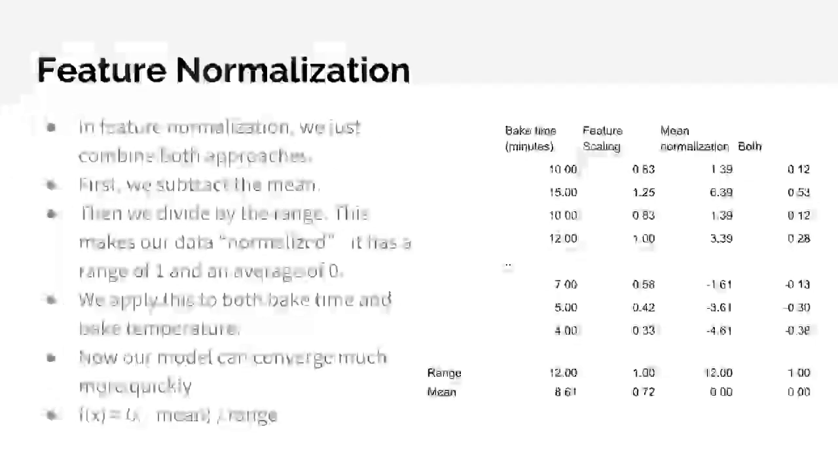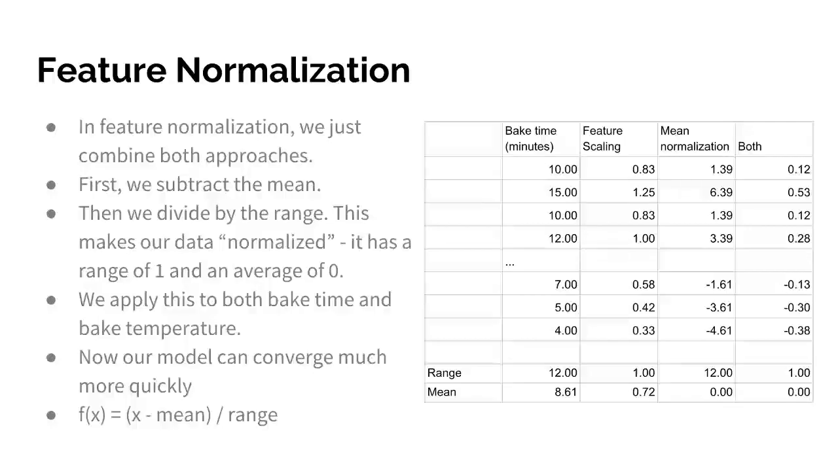So feature normalization simply means we combine both approaches. First, we subtract the mean. Then, we divide by the range. This makes our data normalized, so that it has a range of 1 and an average of 0. And we apply this to every single feature in our data set, so in this case, bake time and bake temperature. And now our model can converge much more quickly.